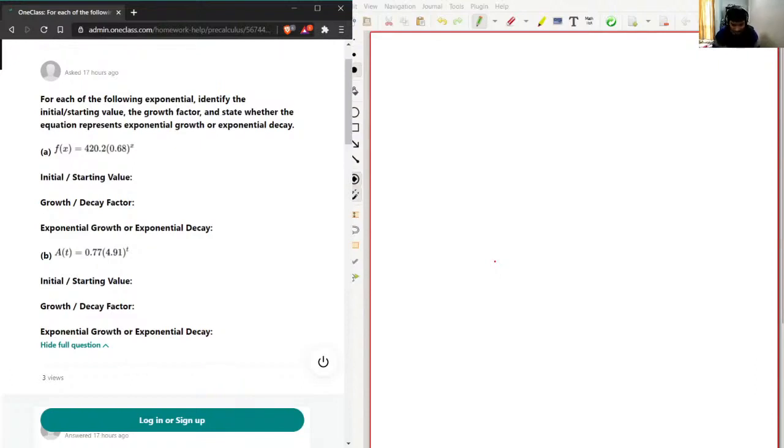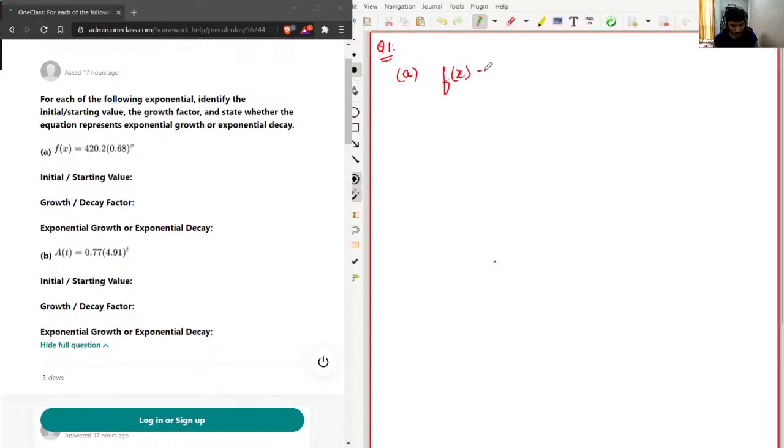So, we have the first question for today, and that is question number one. For each of the following exponentials, identify the initial starting value, the growth factor, and state whether the equation represents exponential growth or exponential decay. We have two equations. I'll start with the first one.